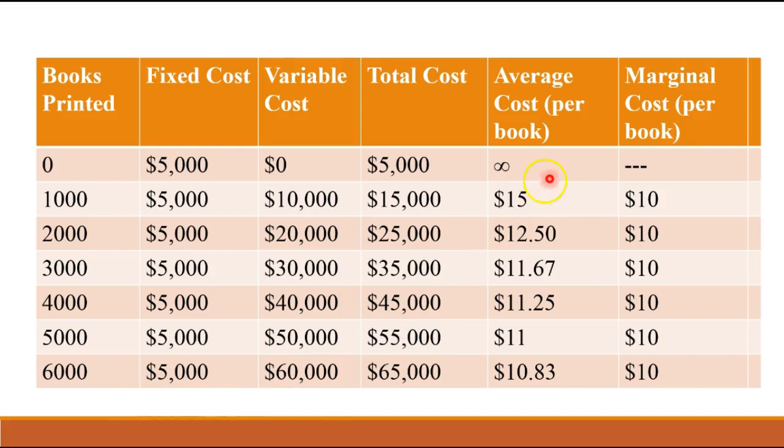So just to give an example here, average costs are $15. That's the sum of the marginal cost of $10 plus the average fixed cost, in this case, $5 per book. And as the average fixed cost gets smaller and smaller, the average cost per book starts to approach marginal cost.